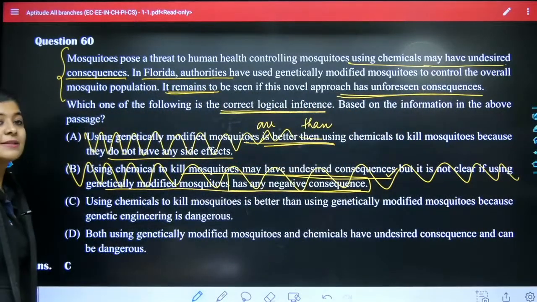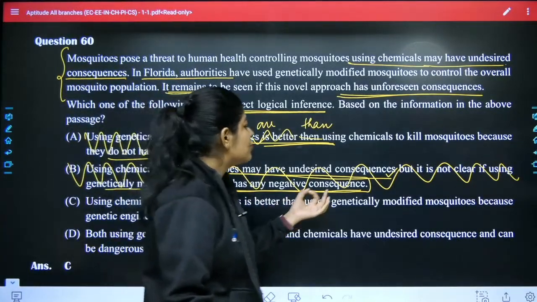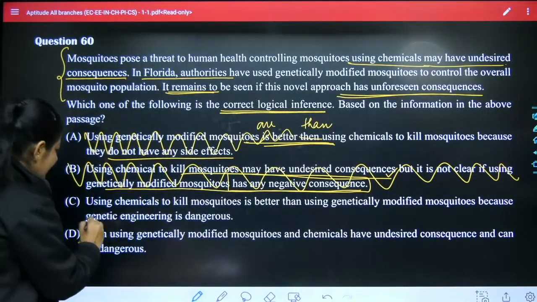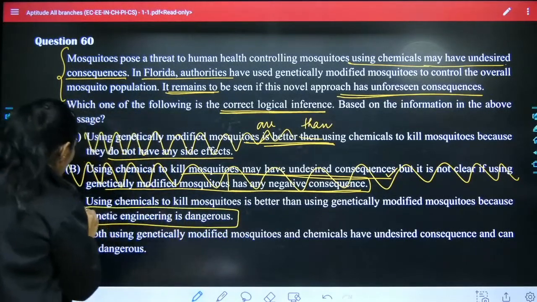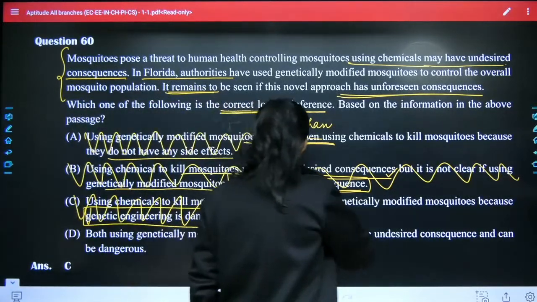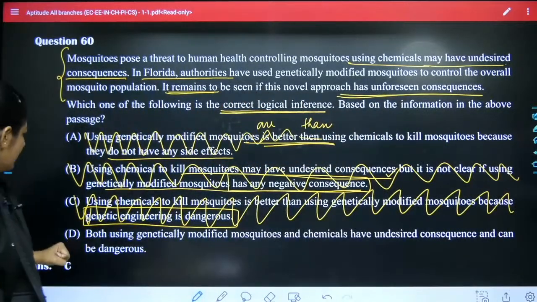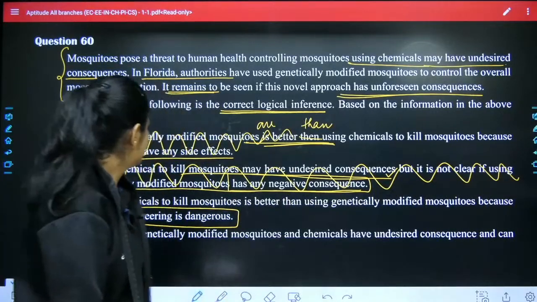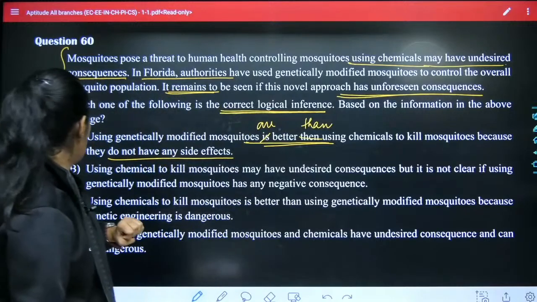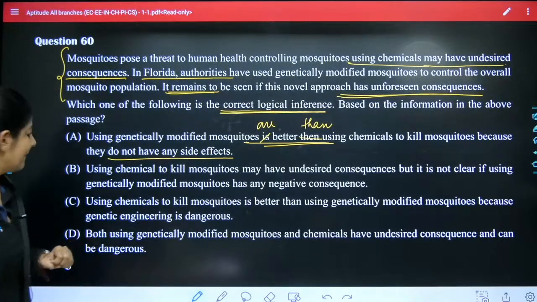Now let's move to the third option. Using chemicals to kill mosquitoes is better than using genetically modified mosquitoes because genetic engineering is dangerous. This term is not given in the passage. That means this option is also eliminated. Now let's move to the very, okay, wait. There's something wrong. Maybe there's something wrong. Wait a minute, sorry.